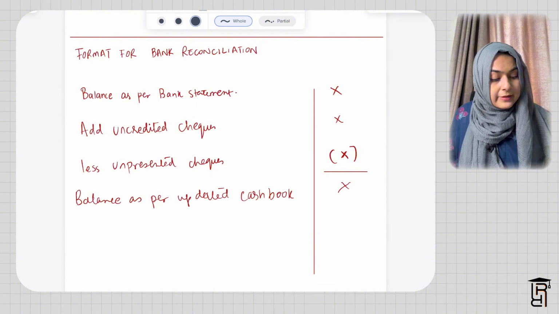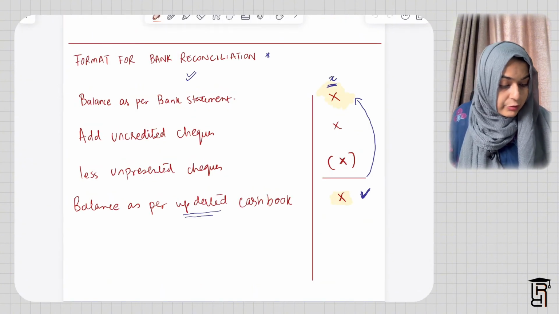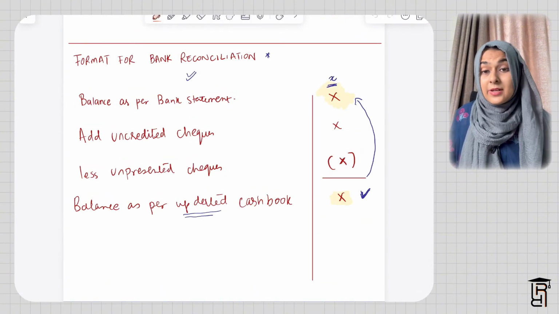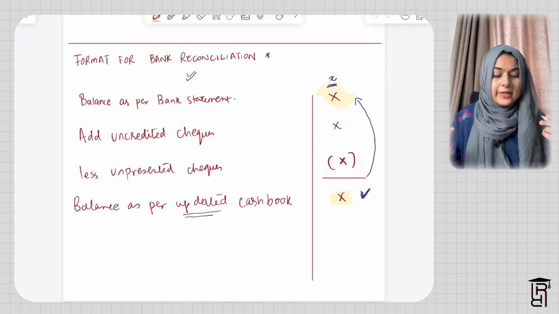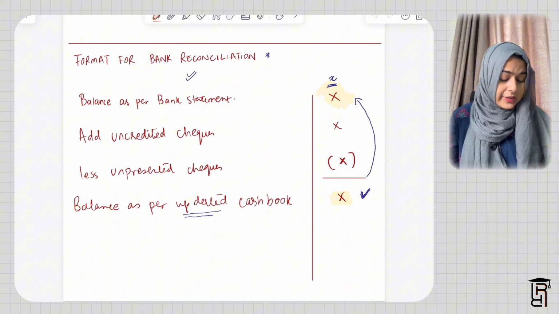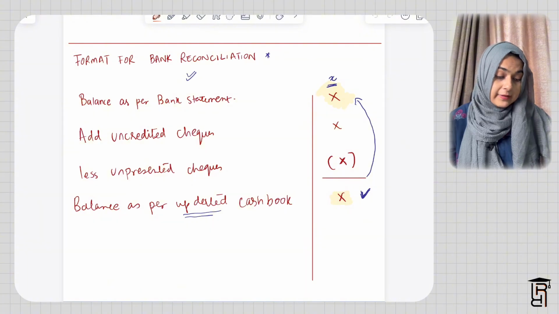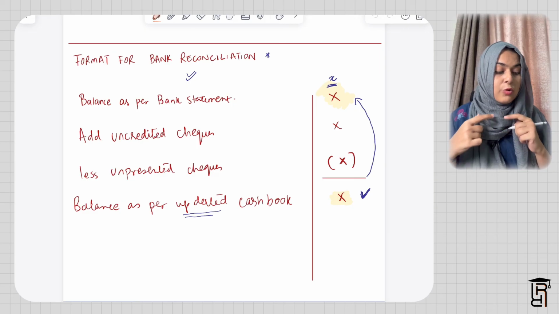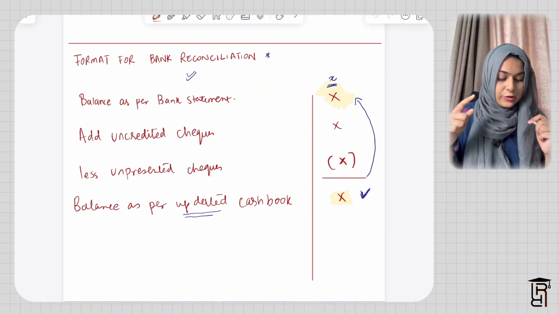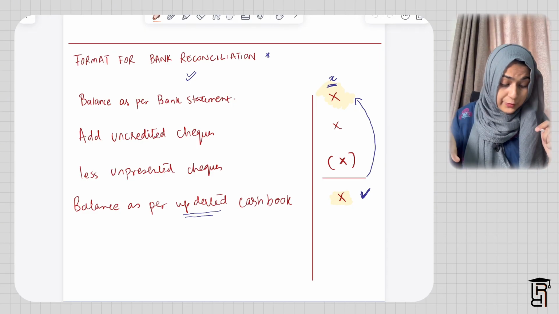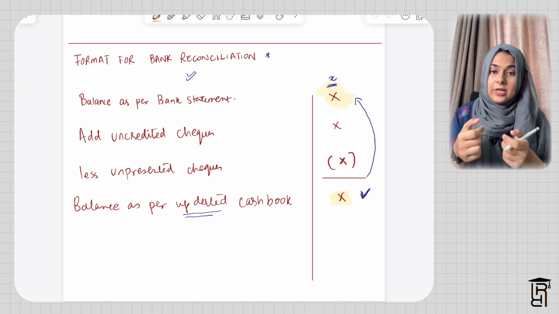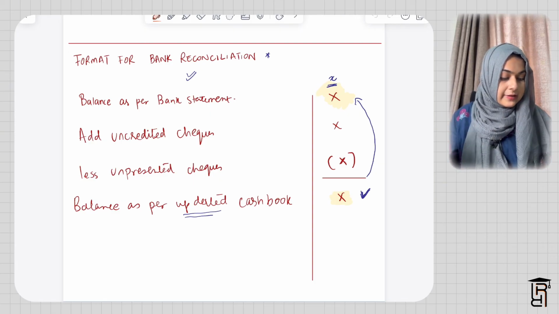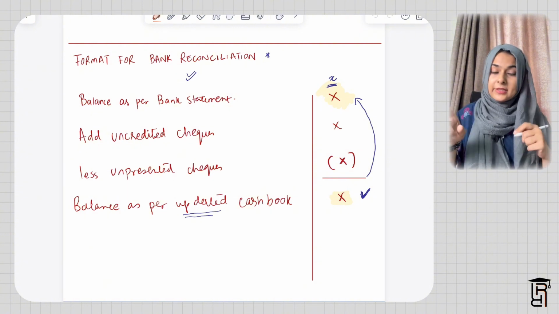Also, in some cases the balance as per bank statement is unknown, we don't know it. So it's fine, whatever balance we take out from the updated cash book, we will record in its place, and we will assume the bank statement balance to be X. In that case, you need to go backwards. So when you go backwards, you start with balance as per updated cash book in your calculator. You'll write this balance first.